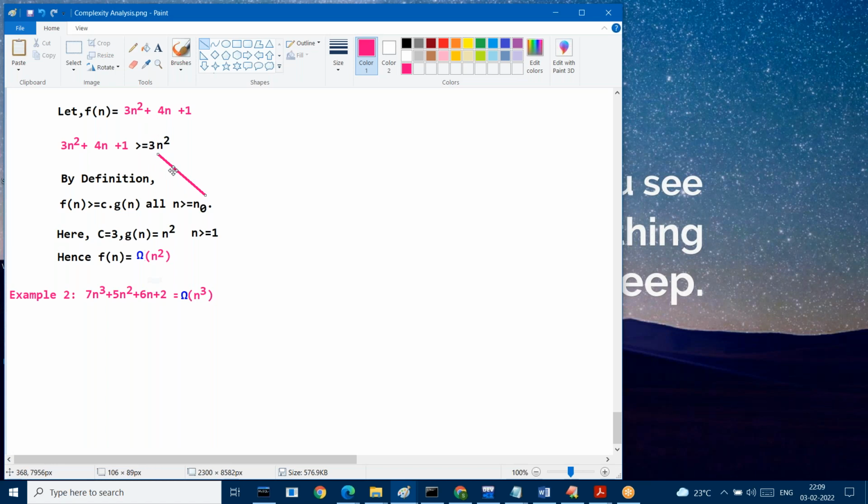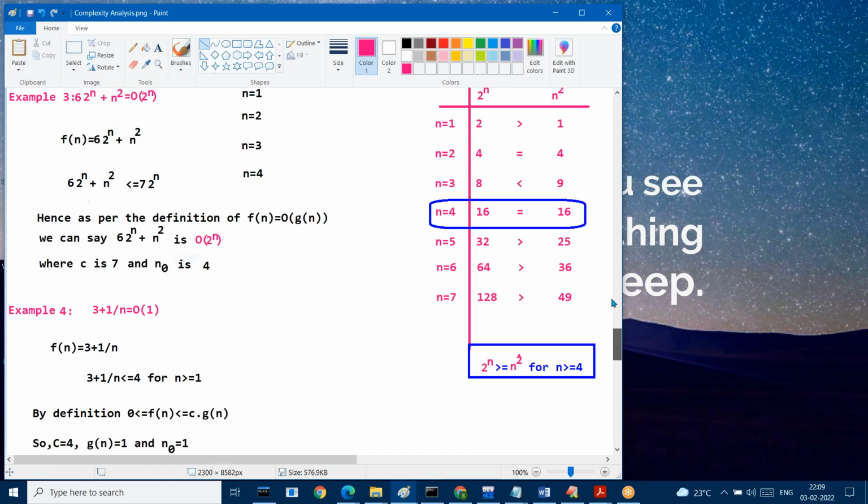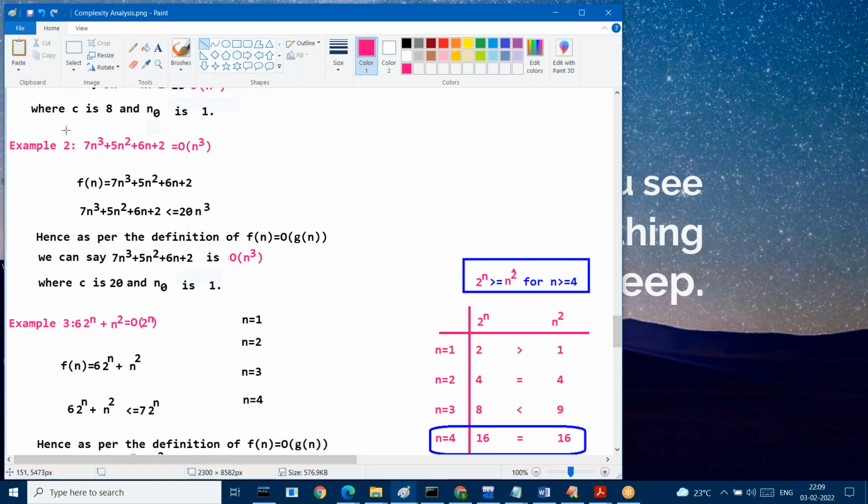Now, do you understand why I have taken 3 there? Yeah. Similarly, for the second one, what are we supposed to do?